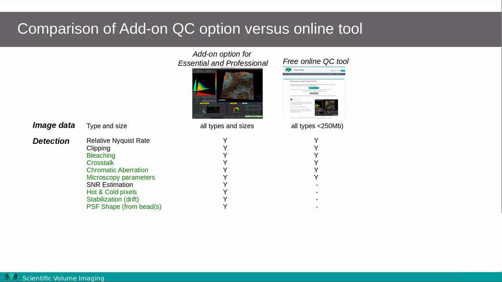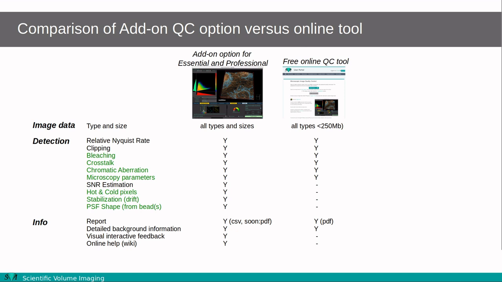What is detected automatically? The sampling rate and how this relates to the Nyquist rate, clipping, bleaching, crosstalk, chromatic aberration, the microscopy parameters, so the metadata quality, that is all checked in both. The add-on option in Essential and Professional only detects the level of SNR and whether this is reliably estimated, hot and cold pixels, stabilization, so drift issues, and the point spread function shape, and you can load bead images for that.